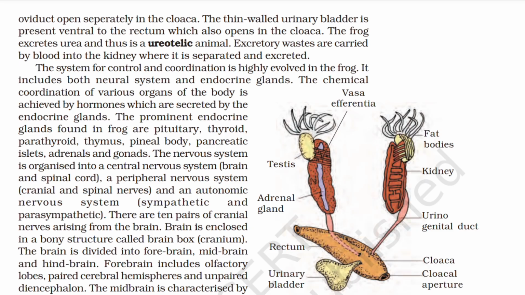The chemical coordination of various organs of the body is achieved by hormones, which are secreted by endocrine glands. The prominent endocrine glands found in frog are pituitary, thyroid, parathyroid, thymus, pineal body, pancreatic islets, adrenals, and gonads.